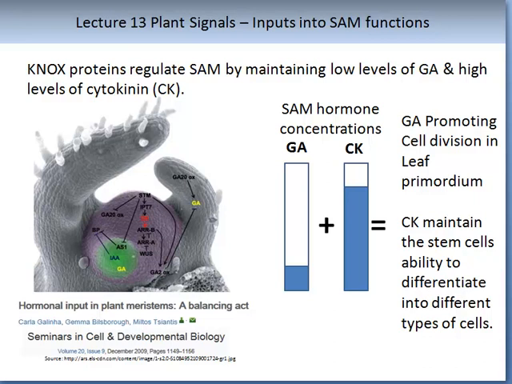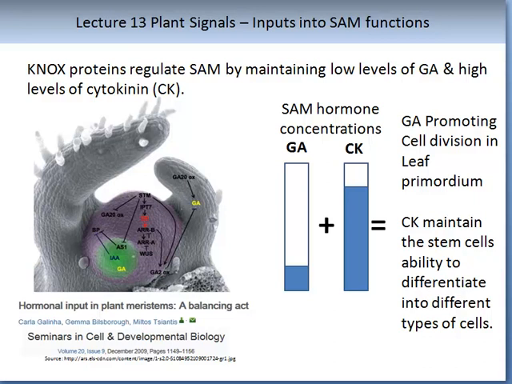You do not have to learn the pathway here, other than to note that SAM hormone concentrations result in different outcomes. For example, low GA promotes cell division in the leaf primordia, while high concentrations of cytokinins maintain the stem cell's ability to differentiate into different types of cells.